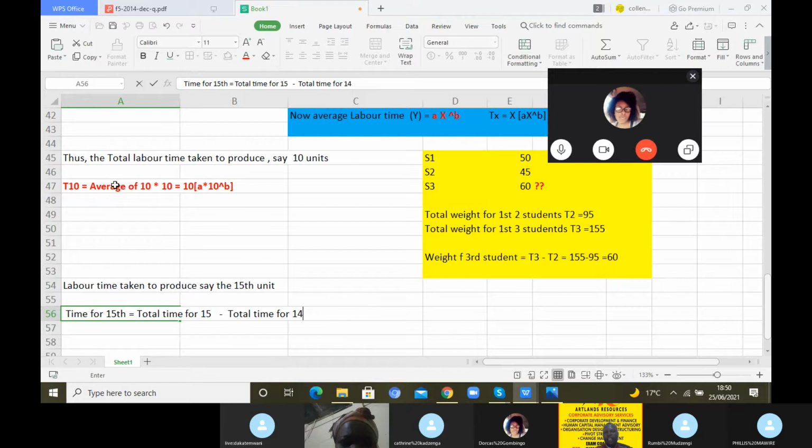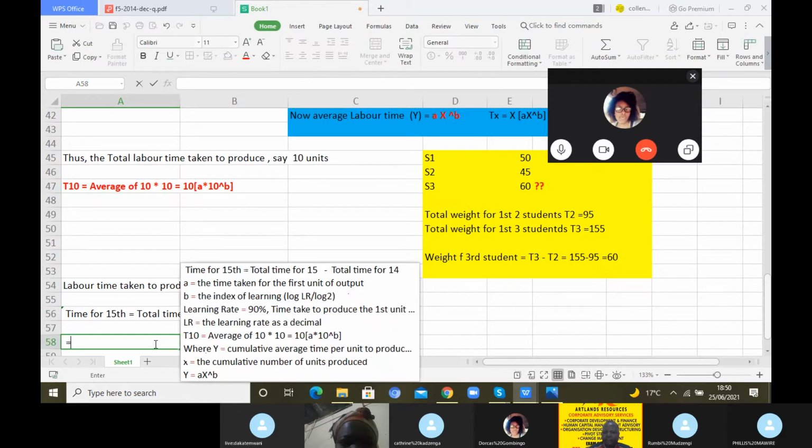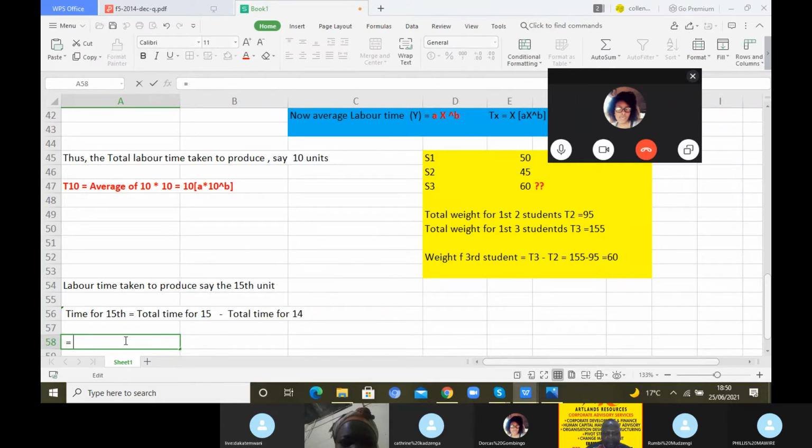So notice here, if you want to say total for 10, you say 10 times average of 10. So if you want to find time for the 15th unit, you simply say equals T15 minus T14, which is equal to T15. You say 15 times average of 15. Average of 15 is A, 15 to the power B.